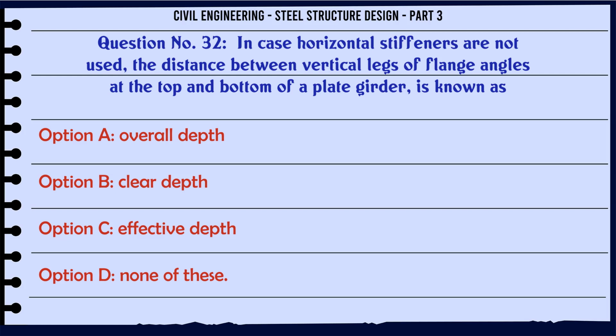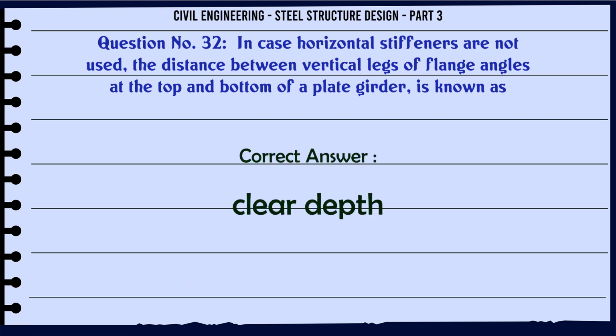In case horizontal stiffeners are not used, the distance between vertical legs of flange angles at the top and bottom of a plate girder is known as A. Overall depth, B. Clear depth, C. Effective depth, D. None of these. The correct answer is clear depth.